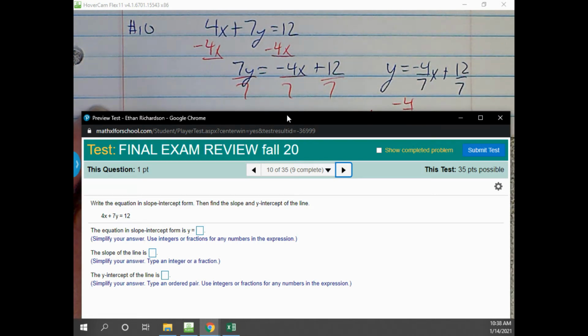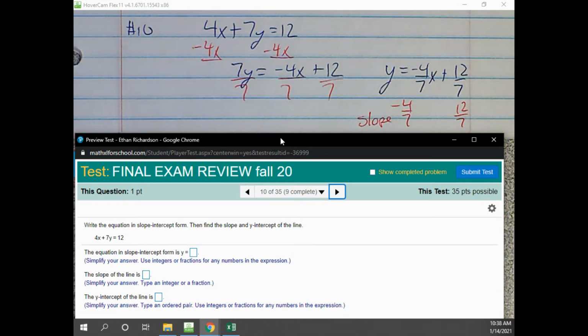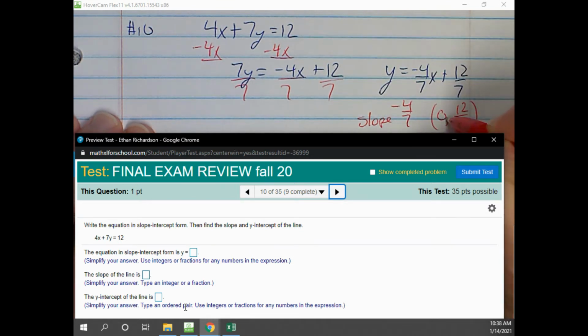And the y-intercept would be at 12/7. Now, in that case, it came out to be a fraction. That's fine. Whatever the answer is, again, you're not graphing this one, so it's not that big a deal. And it tells you, now, this one it does say, type an ordered pair. So for this one, since that's the y-intercept, it would be 0, comma 12 over 7. So you always got to read the directions to see what it asks for.